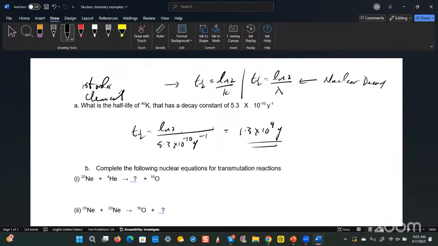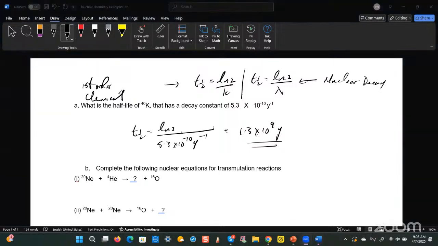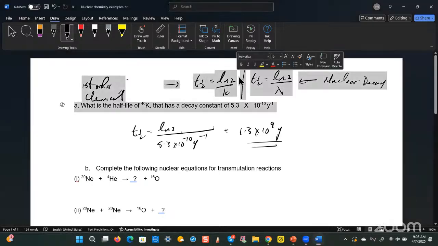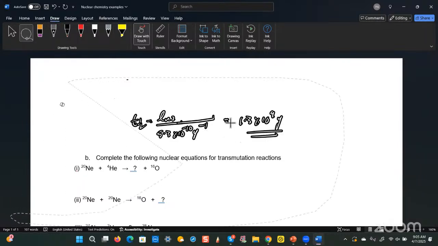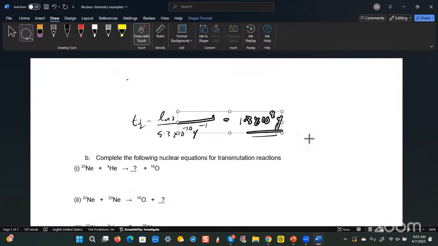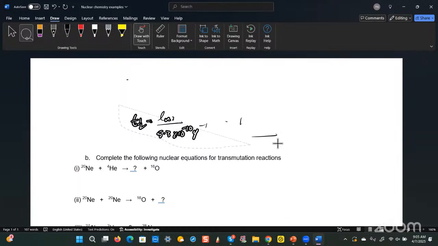All right, let me clear this. Since I'm using Word, I have to lasso this, for the sake of clearing.